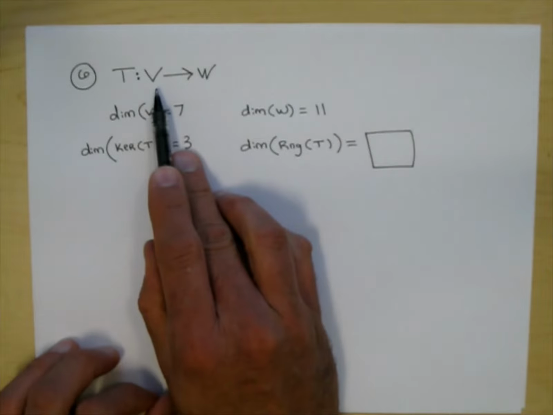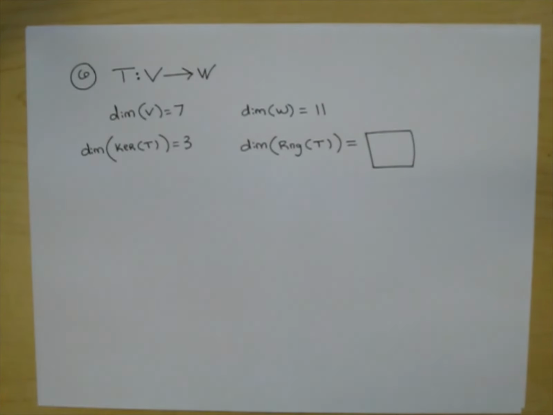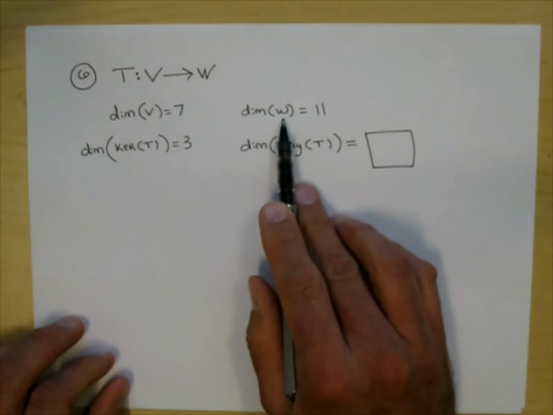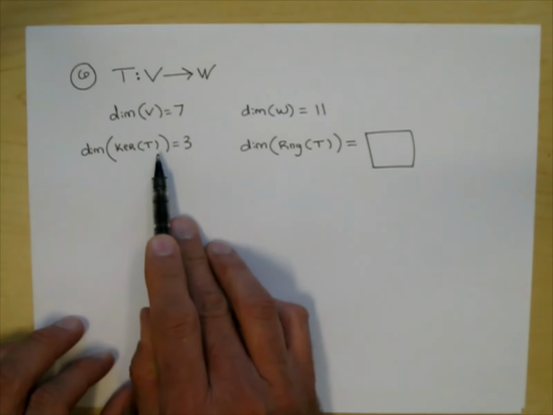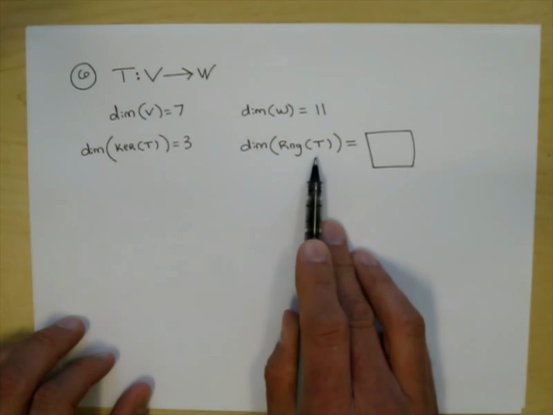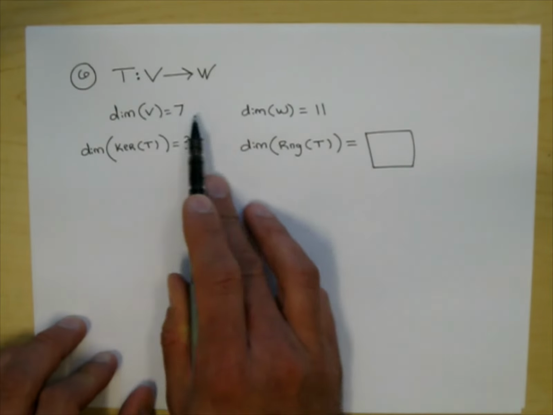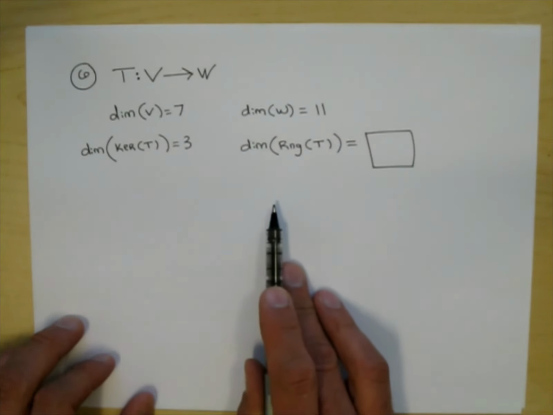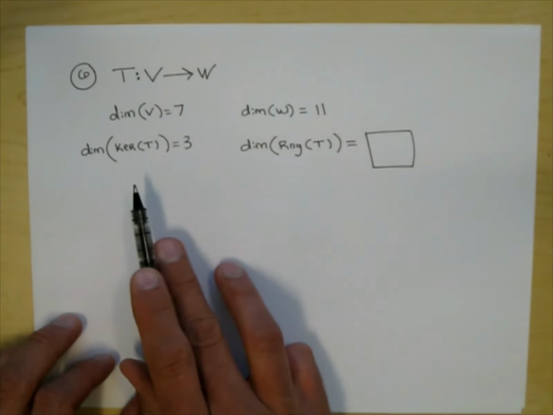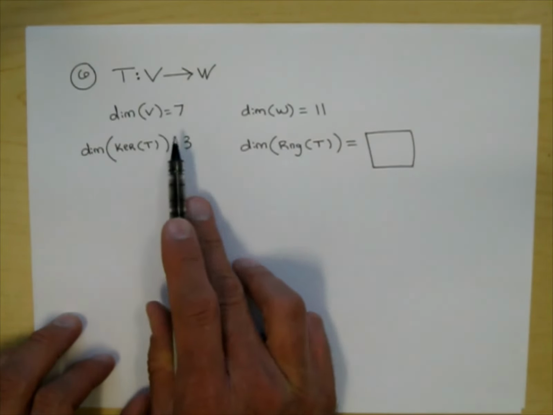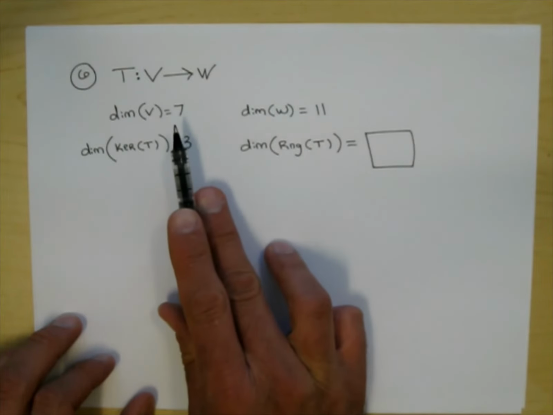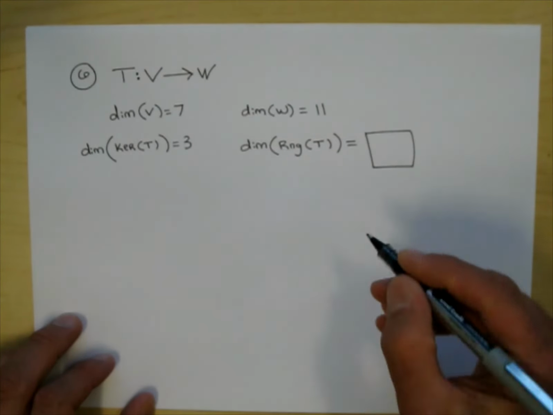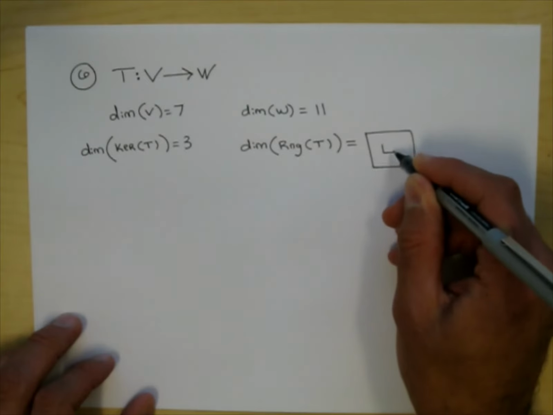You have a linear transformation from V to W. I give you the dimension of V, which is the domain, and the dimension of W, which is the codomain, so we have 7 and 11, and the dimension of the kernel is 3. What is the dimension of the range? This is actually a pretty simple problem. If you remember the general rank-nullity theorem, it says the dimension of the kernel plus the dimension of the range equals which one? It equals the dimension of the domain. So this one has to be 4.